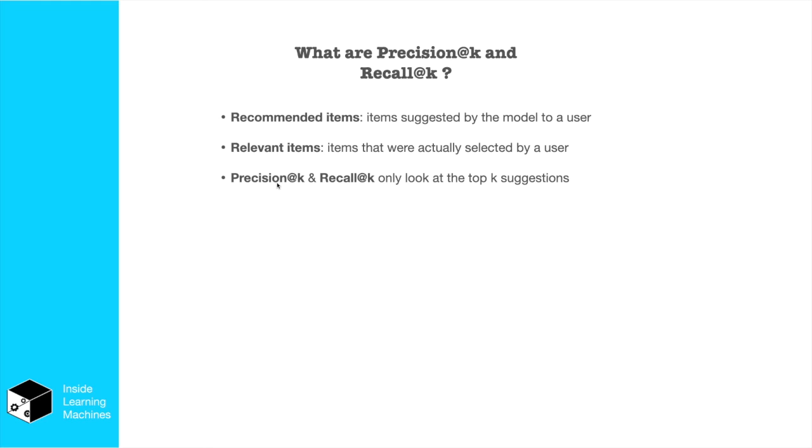So when we define precision at k and recall at k, we're going to do it in terms of recommended and relevant items. In addition, we will only look at the top k suggestions from our algorithm, where k is an integer value. So that could be 5, 10, whatever integer we want.